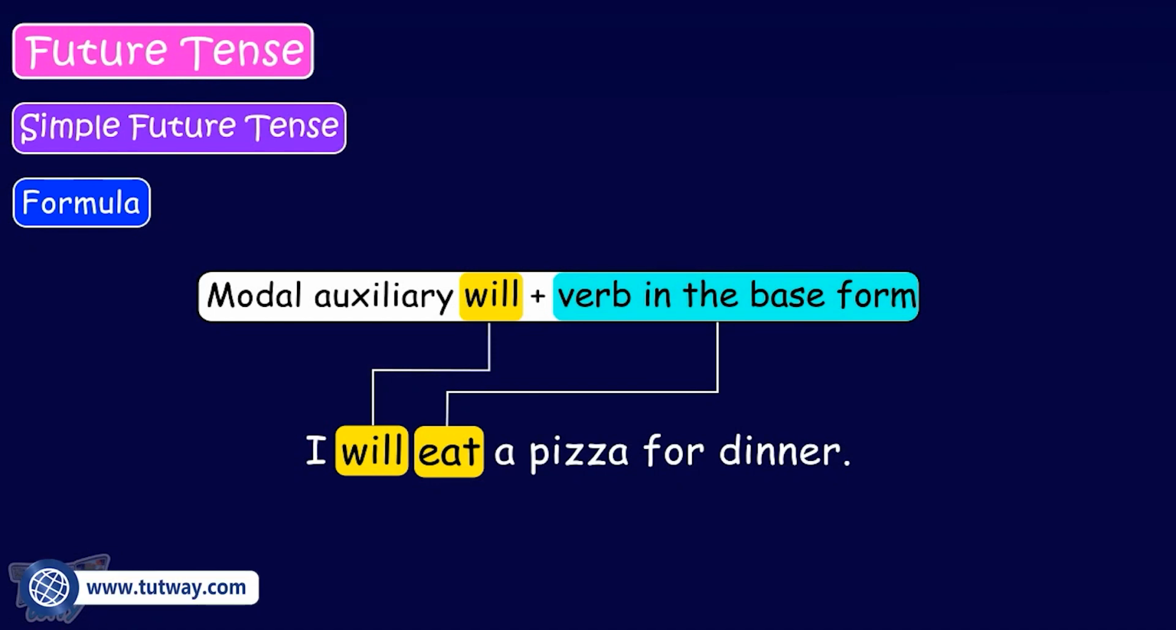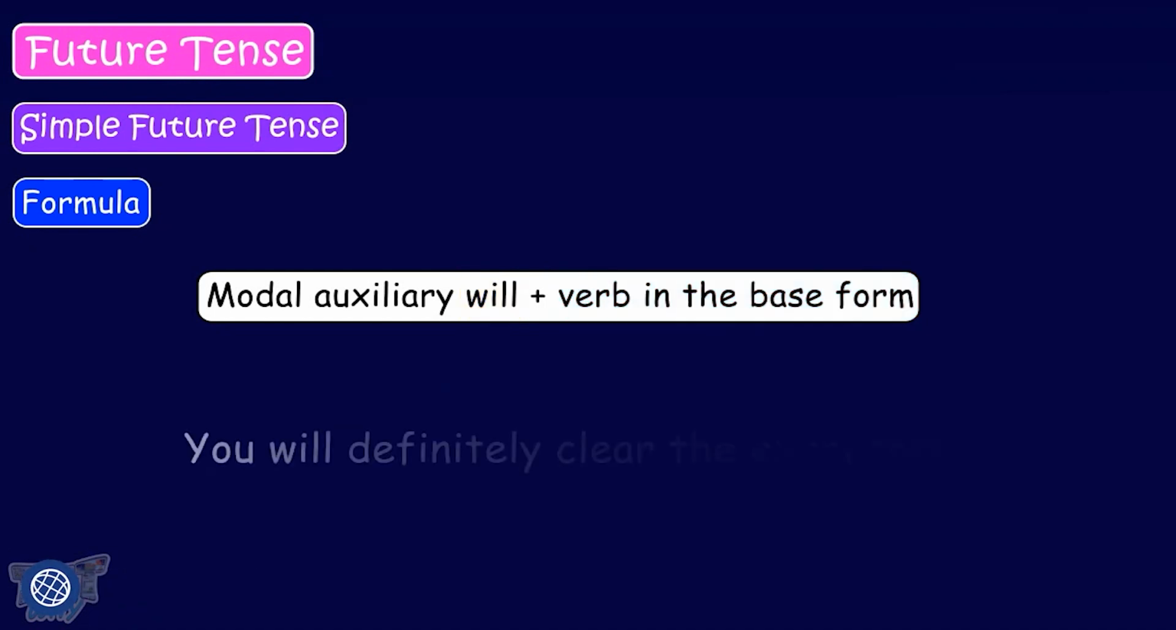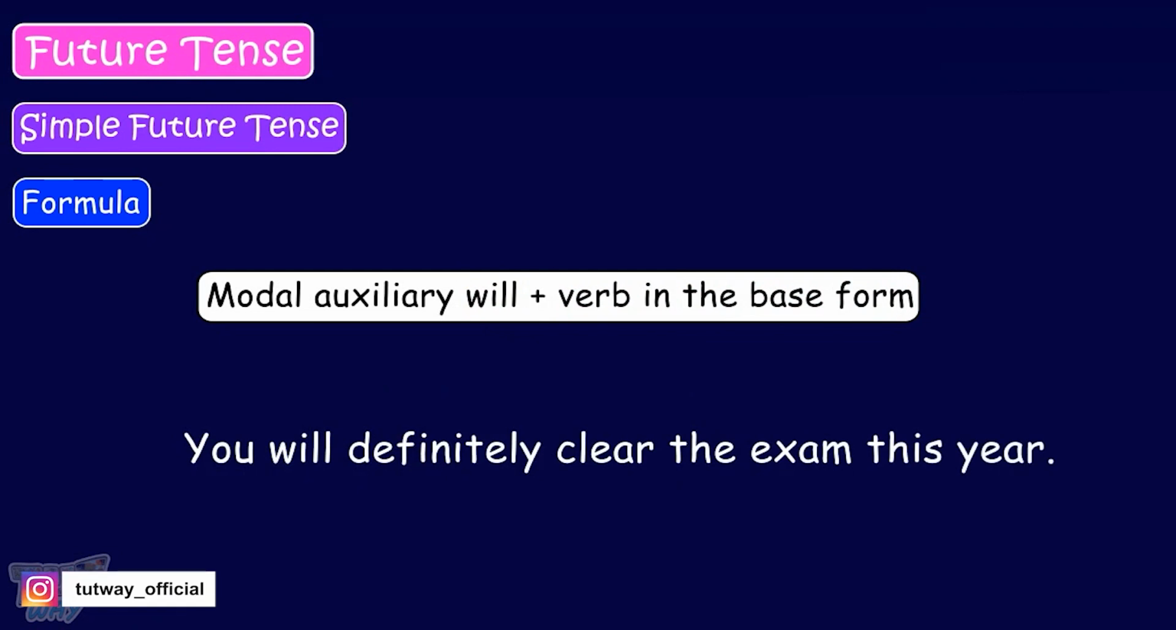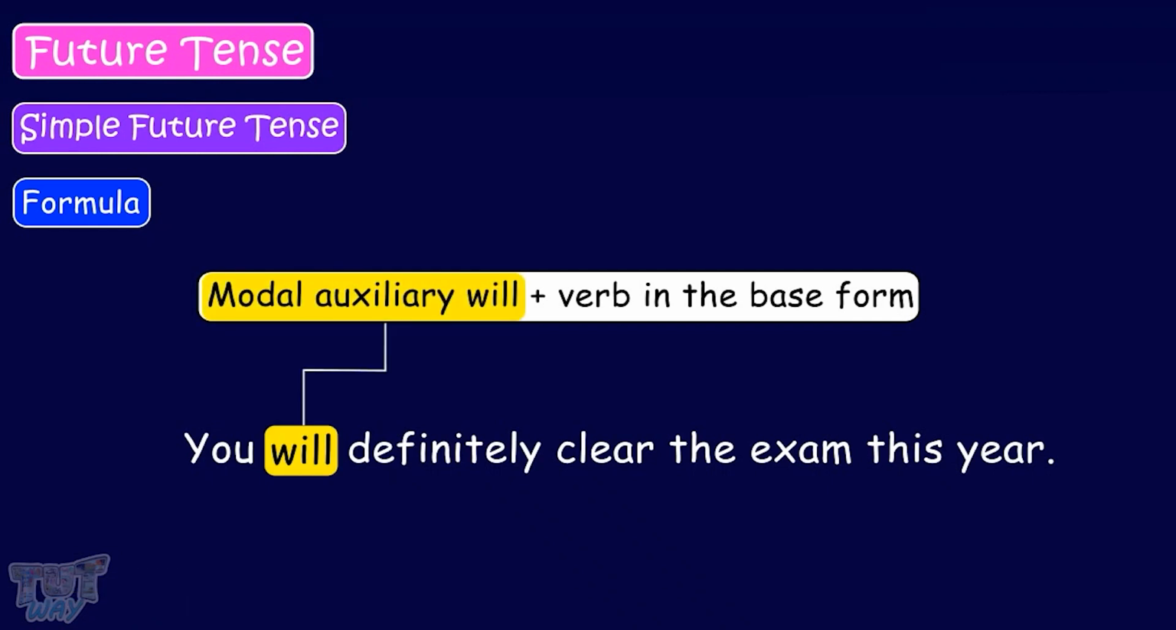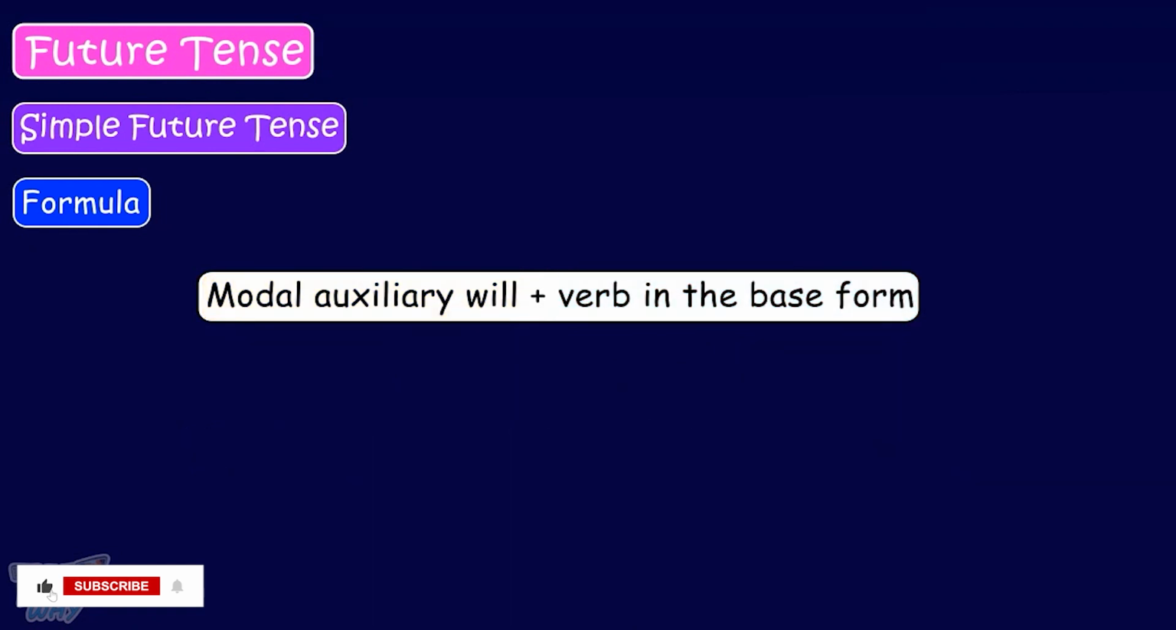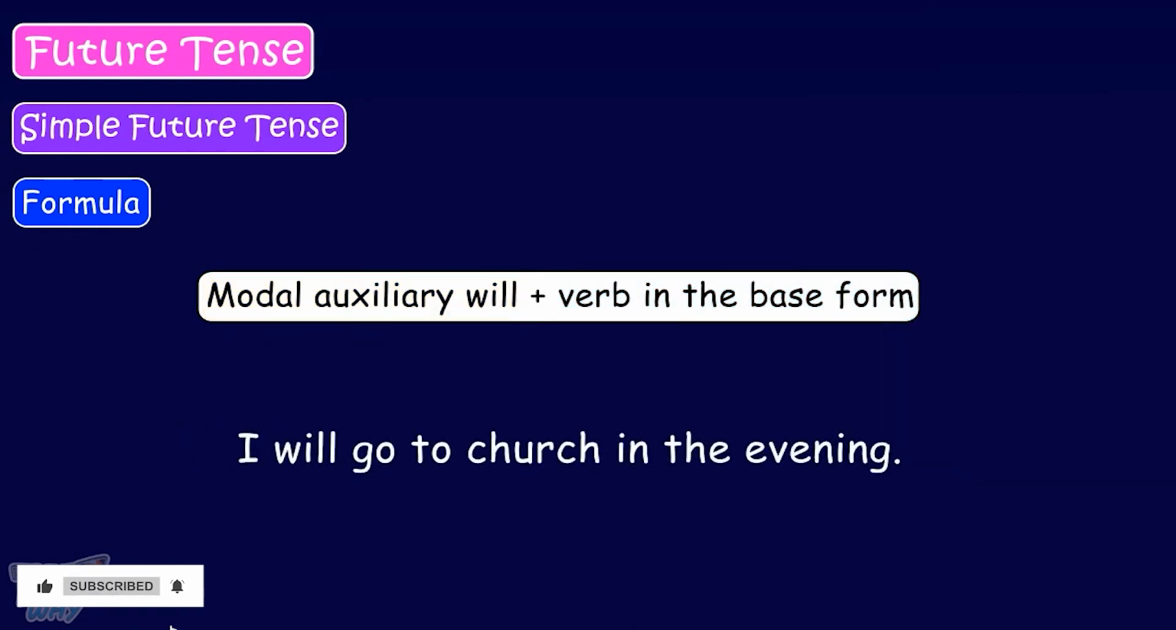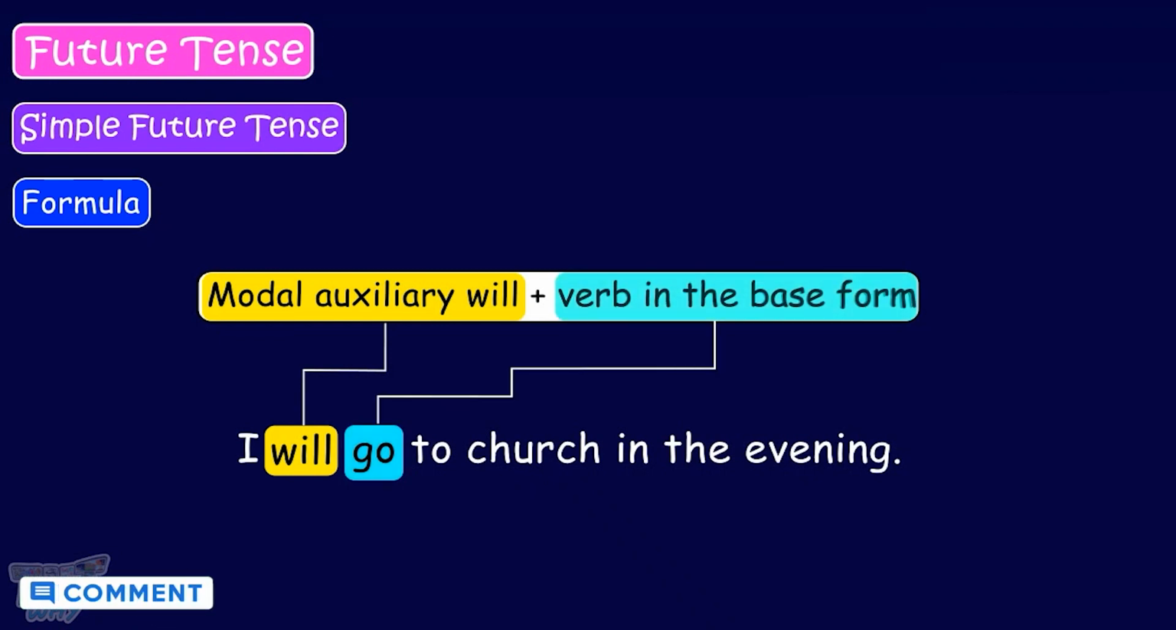Here we have another example. You will definitely clear exam this year. Here again, we have used a modal auxiliary will and base form of the verb clear. And we have created a simple future tense that expresses an action that will happen anytime in the future and will happen only once. Here we have another example. I will go to church in the evening. Here we have used modal auxiliary will and base form of the verb go.